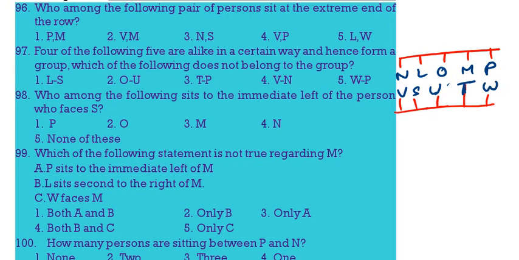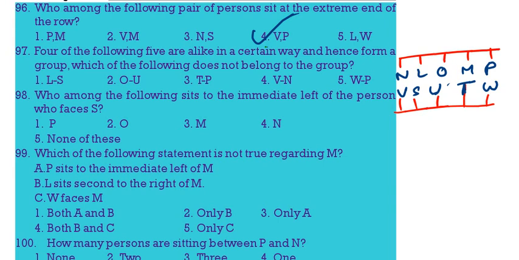Now, which of the following pairs sit at extreme ends of the row? So, who is sitting at extreme ends? P, M, they are not at extreme end. V, M, N, S, V, P. V, P are the extreme ends.